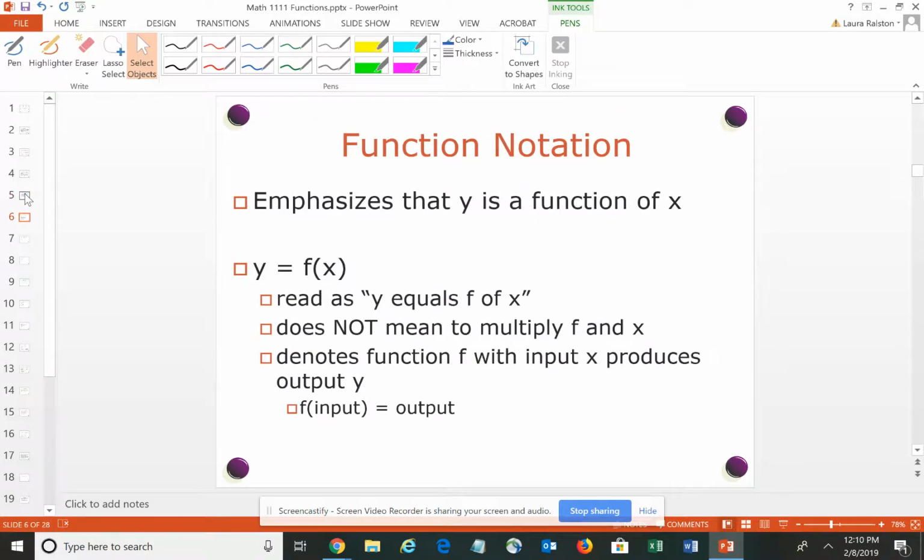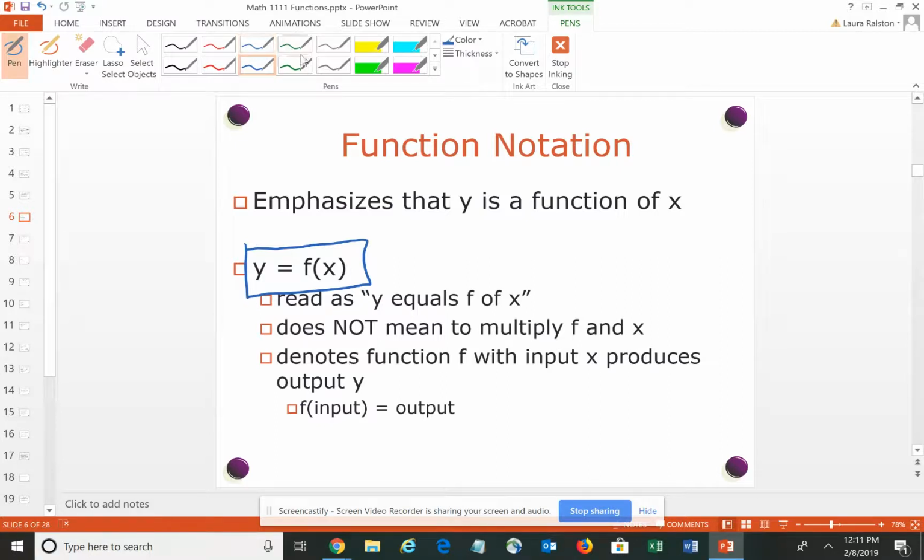Again, we use a special notation to emphasize that a relation is a function. And it looks this way, kind of right here at this second bullet point. We write it y equals f of x. And that's how you read it. Y equals f of x.